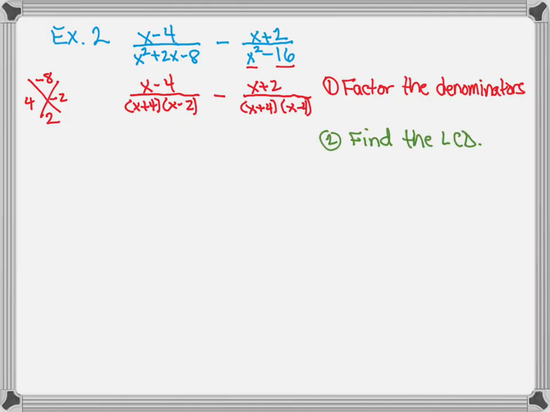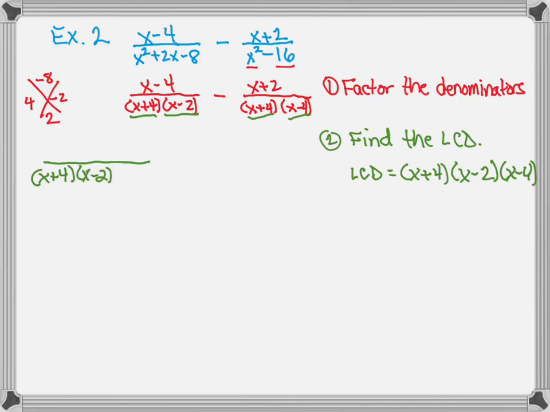Second step, let's find the LCD, the least common denominator. So let's go across my denominators. In my first one, I have an x plus 4. I need that in my LCD. My next factor is an x minus 2. I need that in my LCD. Okay, I've got everything in my first denominator. Let's go to my second one. I have an x plus 4, but I already have that. I don't need it again. Now I have an x minus 4. I need that in my LCD. So my LCD is the product of x plus 4 times x minus 2 times x minus 4.